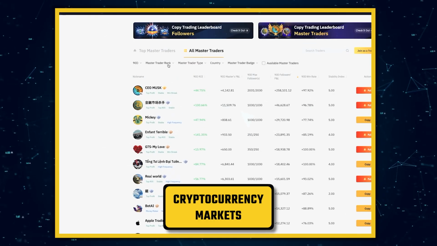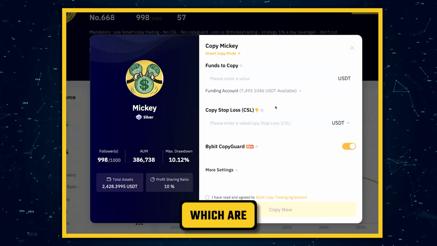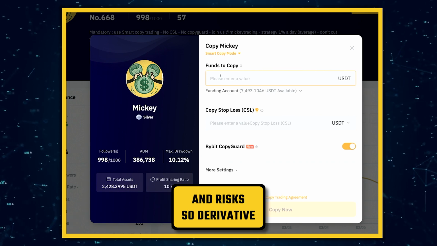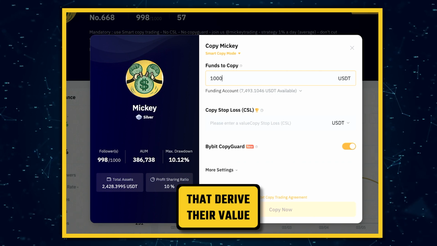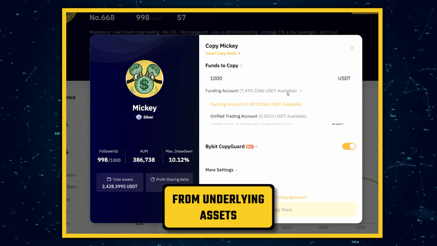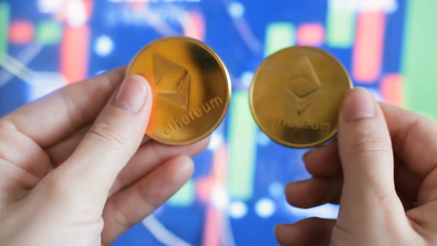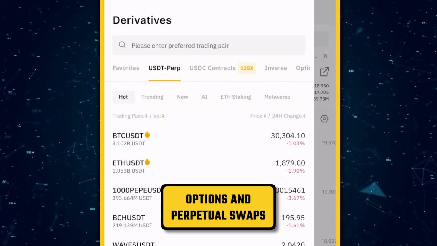When it comes to cryptocurrency markets, copy trading can be done in two main areas, which are derivatives and spot trading. Both have their advantages and risks. So, derivatives trading involves contracts that derive their value from underlying assets, like Bitcoin or Ethereum, without actually owning the asset. These contracts include futures, options, and perpetual swaps.